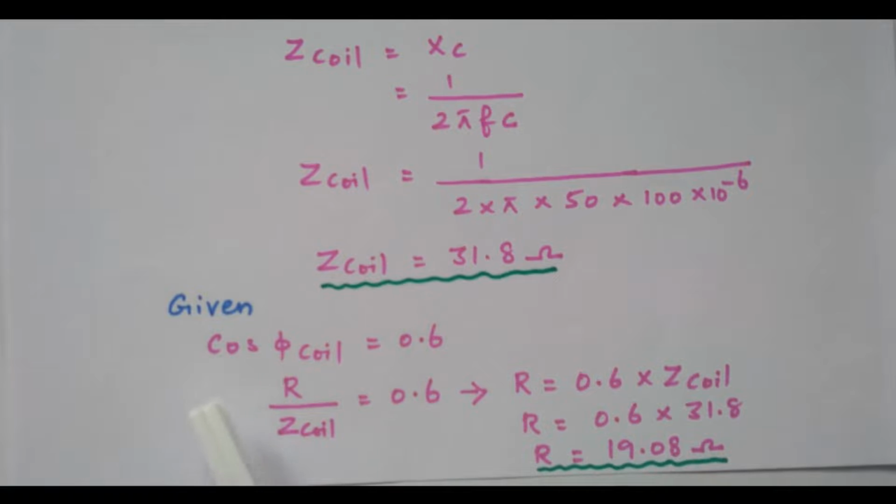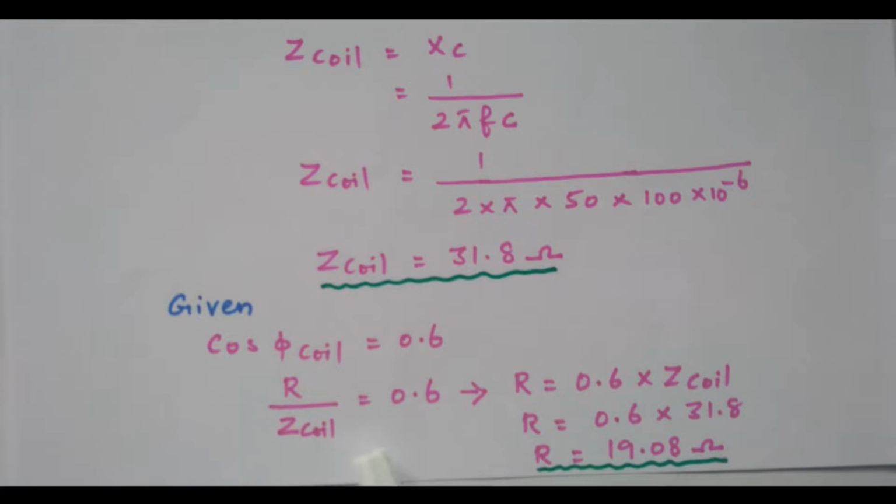Then another value given is cos phi coil, that is the power factor of the coil, 0.6. So this power factor cos phi can be written as R divided by Z coil. From the impedance triangle, the formula is available, power factor equal to R divided by Z. So that is equal to 0.6.